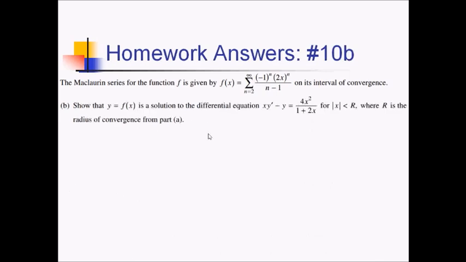For this problem, our task is to show that y equals f of x, basically this series here, is a solution to this differential equation, and also that the radius of convergence for x is the same thing that we got from part A. So there's a lot of work to do on this one. First thing we need to do is figure out what the y function actually looks like and show that it comes out to this 4x squared over 1 plus 2x when all is said and done. So let's start by writing out the y function.